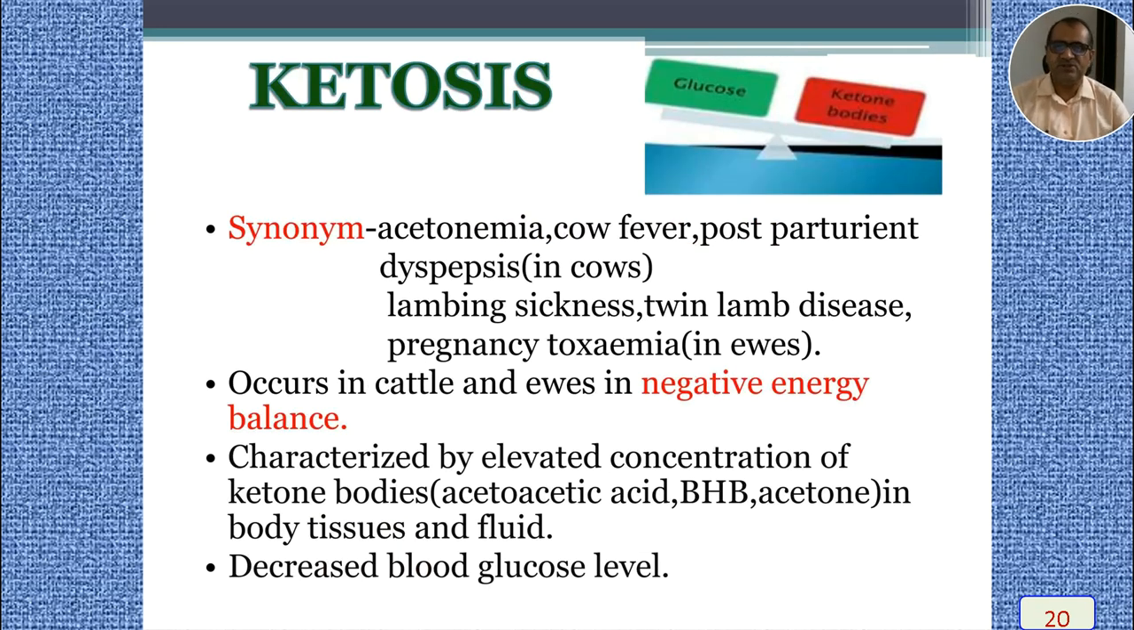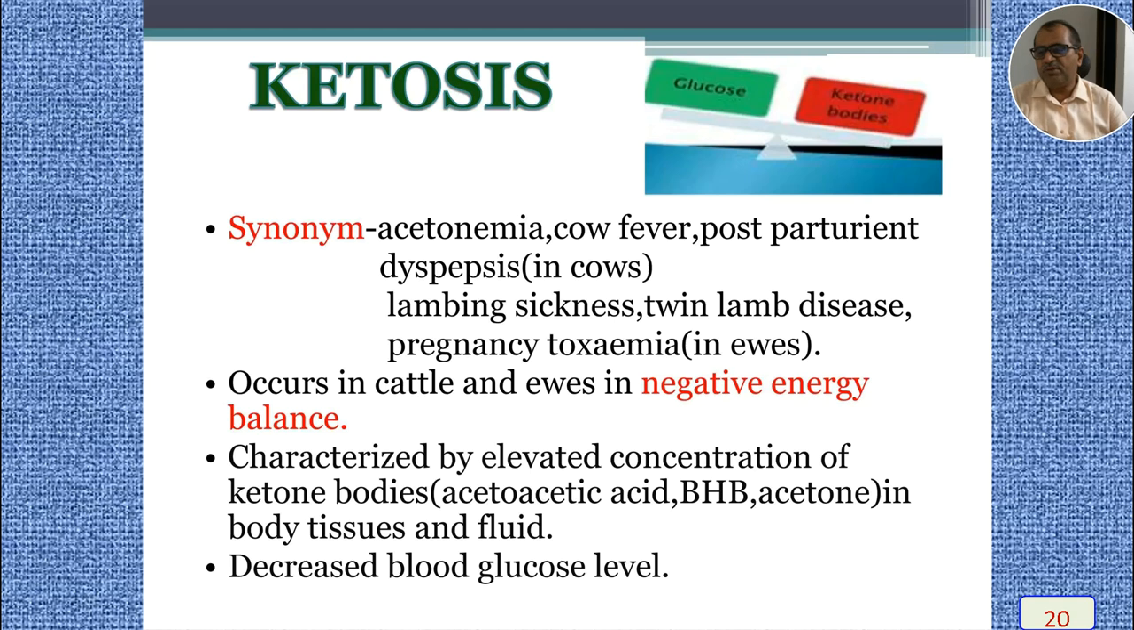Another important metabolic disorder is bovine ketosis. Here, the ketone bodies are increased, whereas glucose or VFA is totally decreased. Hence, this is a synonym of acetonemia, or cow fever, or post-parturient dyspepsia in cows. Then another terminology is lambing sickness. Then twin lamb disease is another name. Then especially pregnancy toxemia in case of ewes. So most of the metabolic disorders are given a misnomenclature like toxemia. There is no toxicity at all here, but it is called pregnancy toxemia.